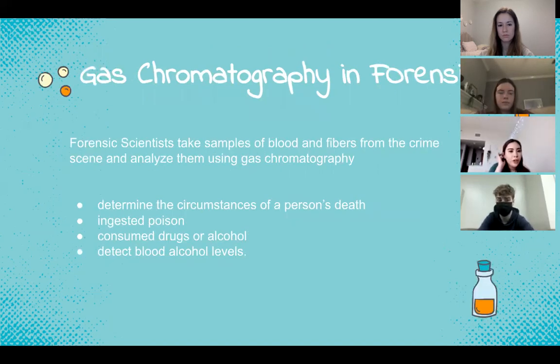GC is also used a lot in forensics. For example, this is used very commonly to take samples of blood and different fibers from crime scenes, and they can analyze them using GC. And this has a lot of different important uses, like determining someone's cause of death, seeing if maybe they ingested poison or consumed drugs or alcohol, and seeing what kind of samples were in their bodies.